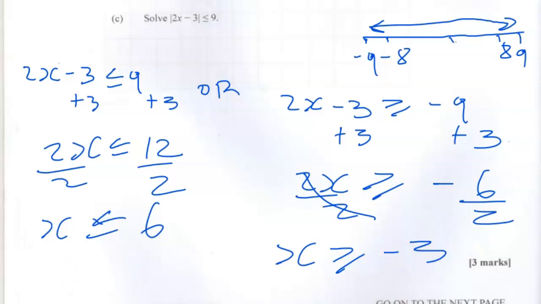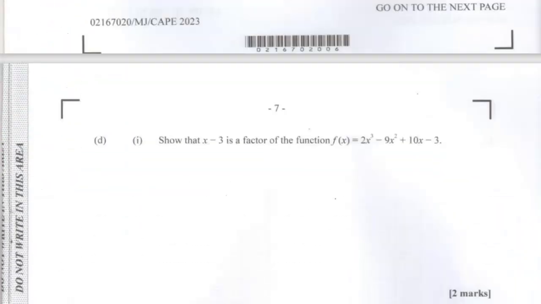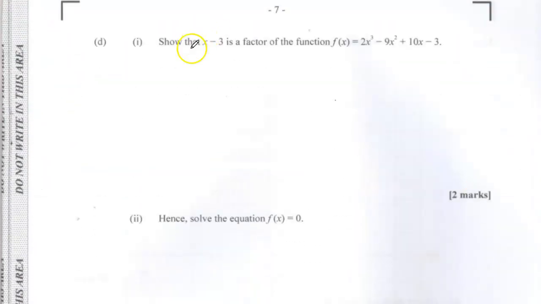Let's move on. Part D. Show that x minus 3 is a factor of the function, and we're given a function there. So if it's a factor, then f of 3 should be equal to 0. So let's find f of 3. We find f of 3 by simply substituting 3 for the x in the function there.